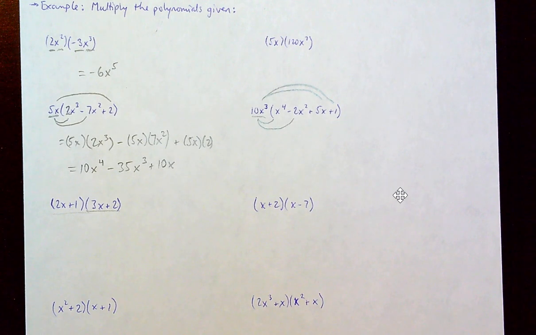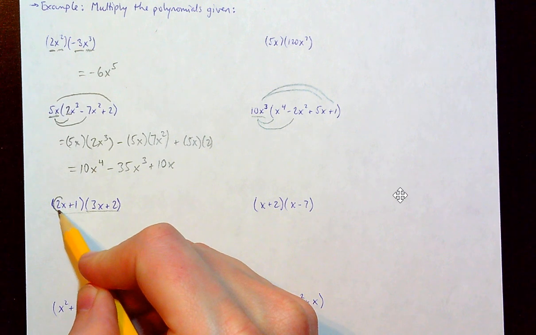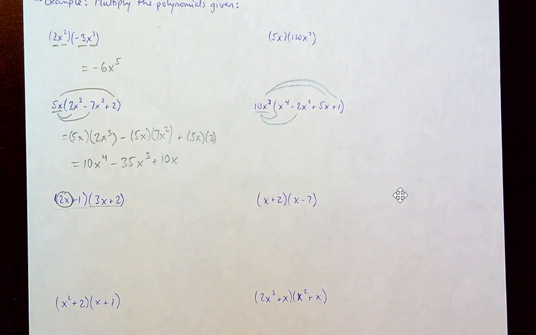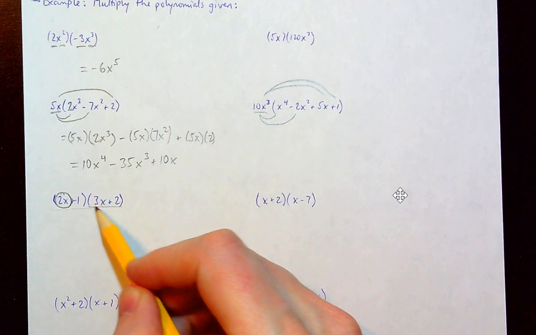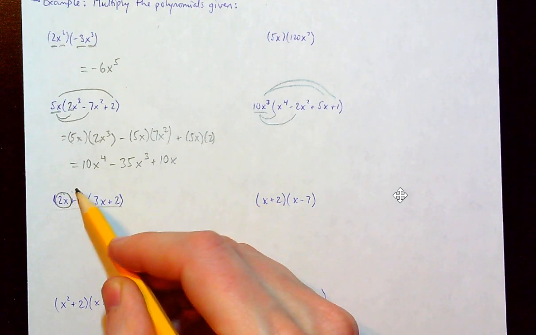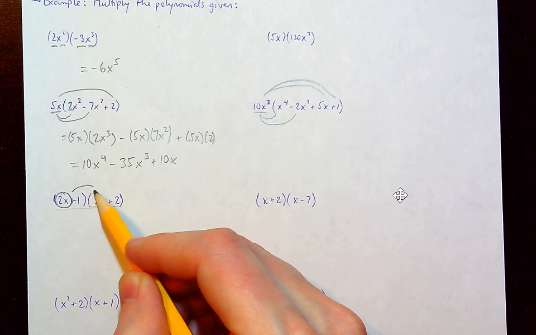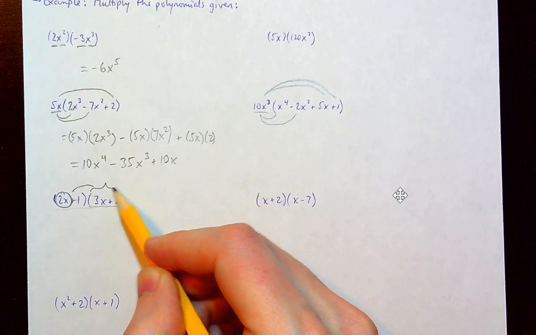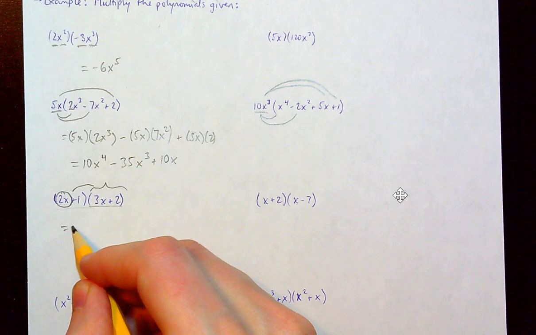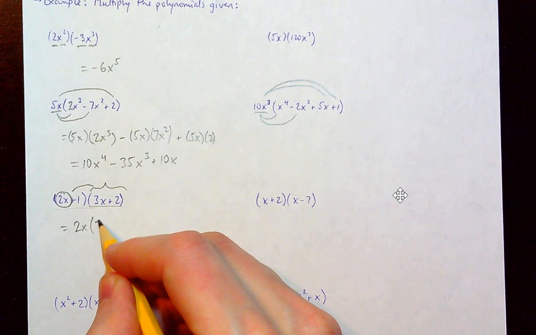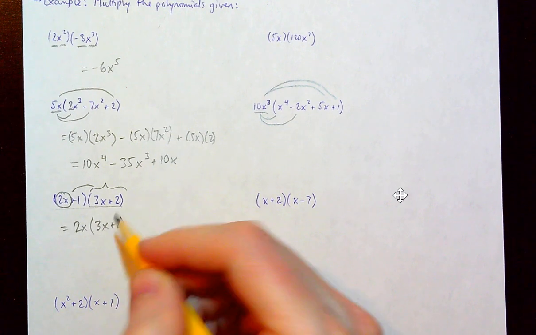So what I'm going to do and how I want to sort of introduce this to you and how I want you to begin to think of it more is let's take the first term in the first polynomial and I will distribute that to the entire second polynomial. So going into this whole thing. So what I'm saying is let's do 2x times 3x plus 2.